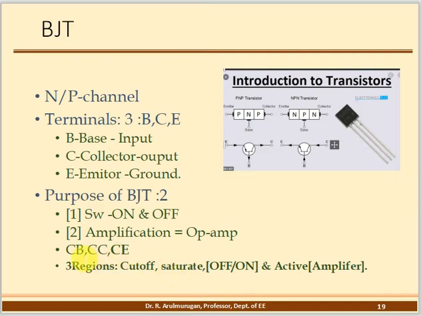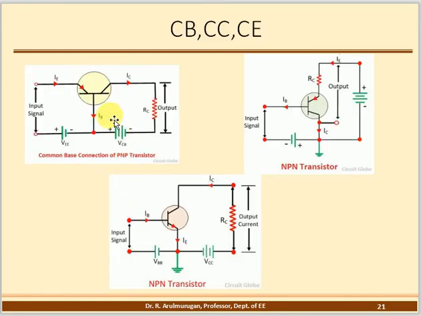What are the three configurations? Common base, common collector, common emitter. Base common for input and output is called common base. Collector common for input and output is common collector. Emitter common for input and output is called common emitter. This common emitter is suitable for amplification purposes. Okay, you are going to take this one.